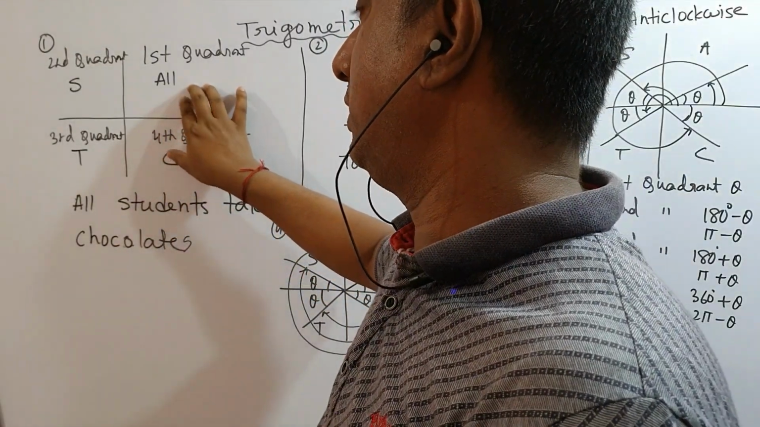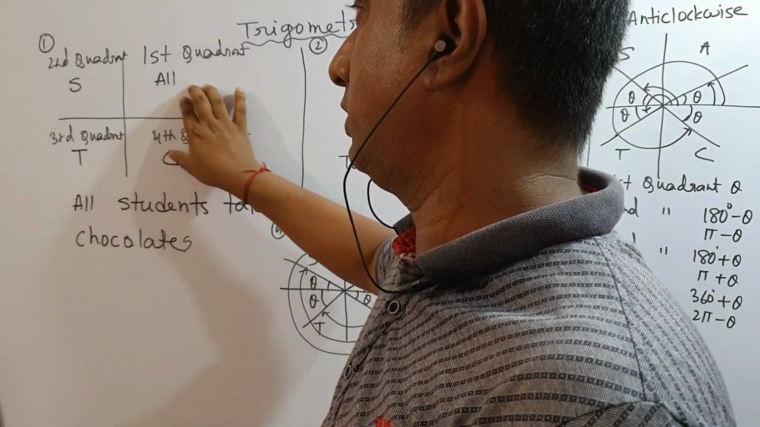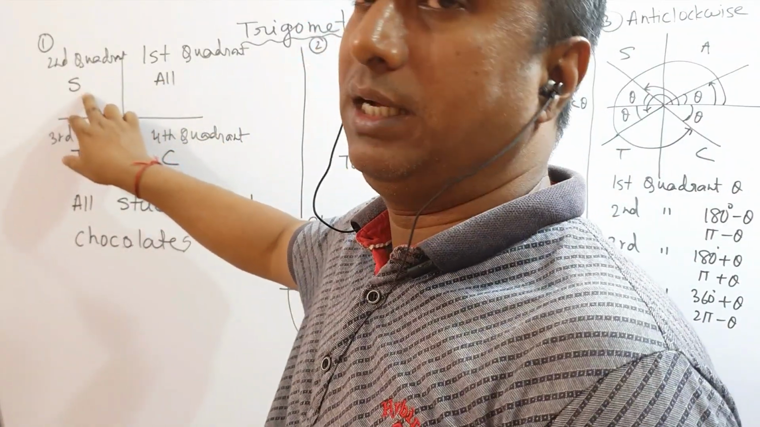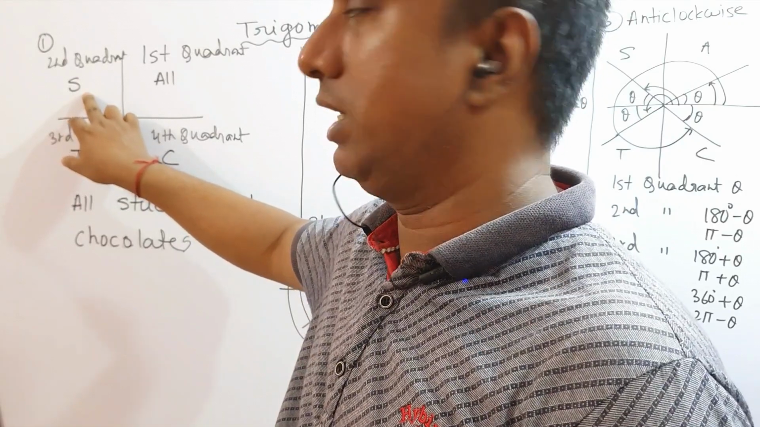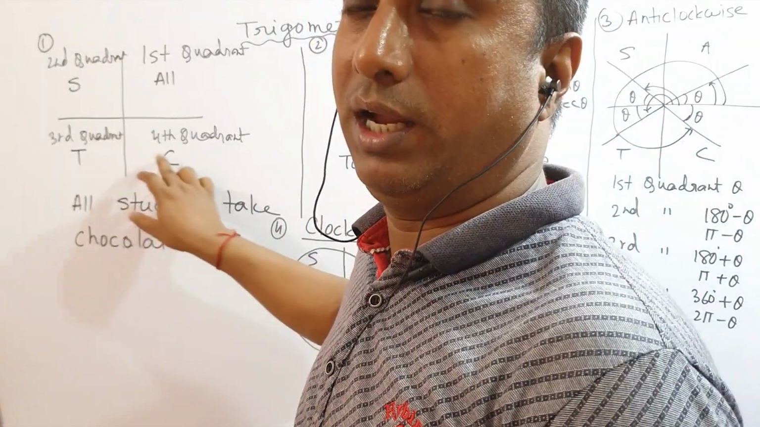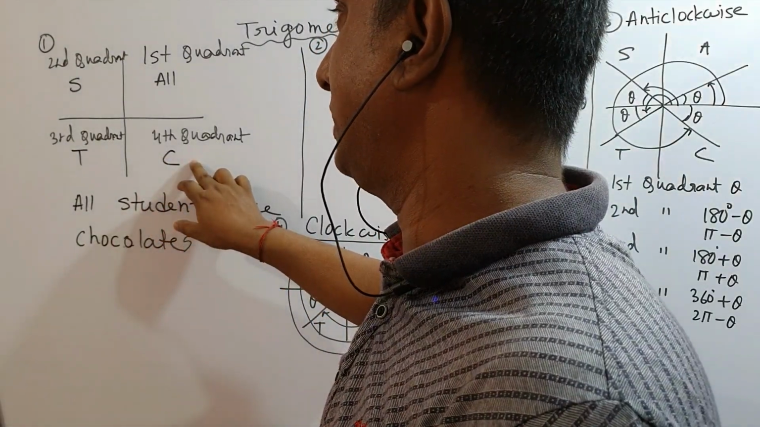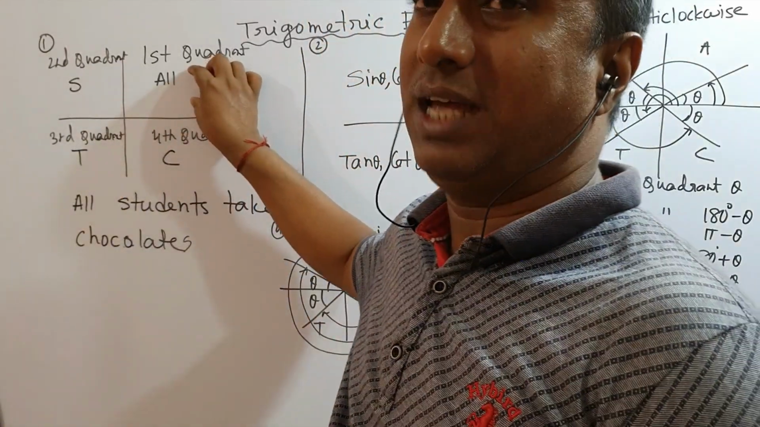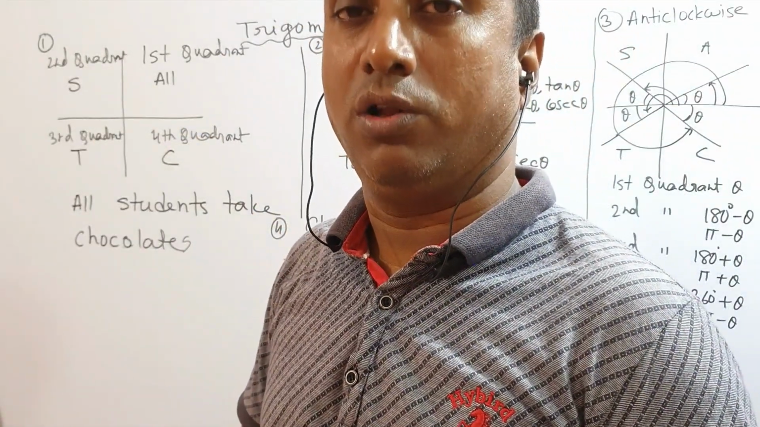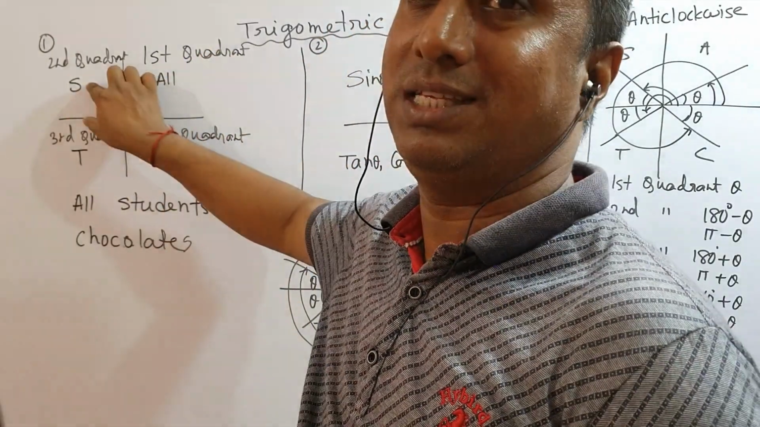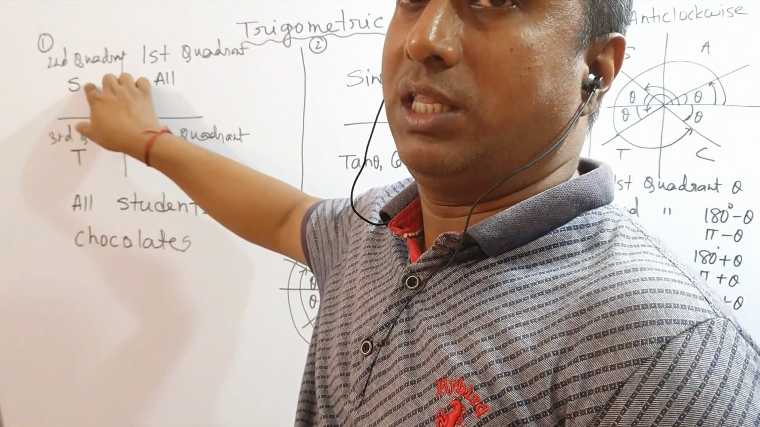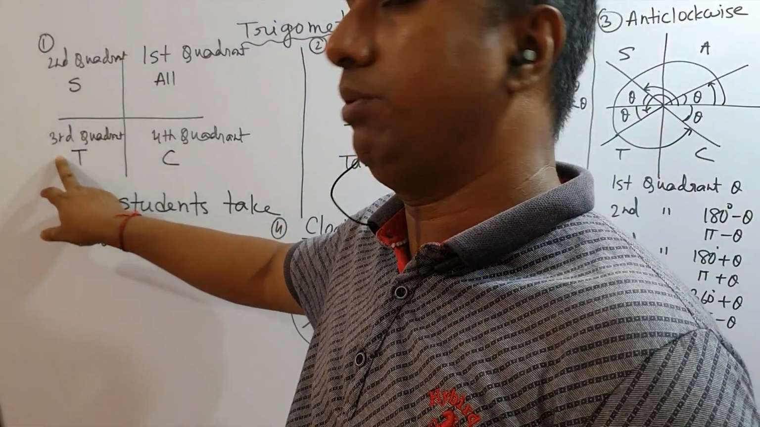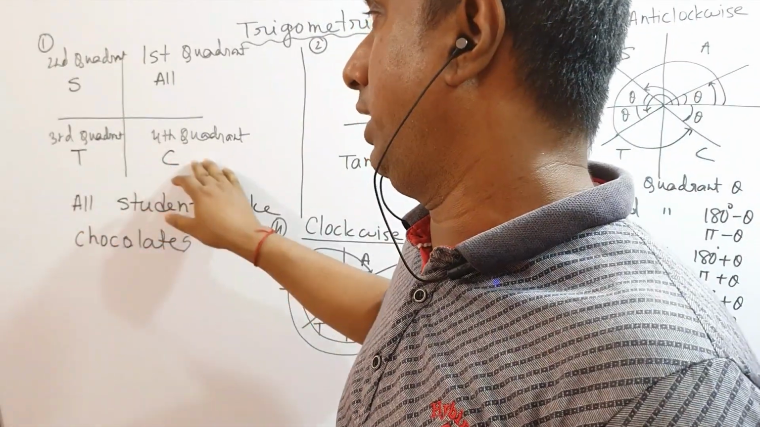In "All" means sine, cos, tan, cot, sec, cosec. You know the 6 ratios: sine, cos, tan, cot, sec, cosec. Then in the second quadrant, here sine and cosec, there tan and cot, and there cos and sec. To remember this, the main motto is that all the ratios are positive in the first quadrant. In the second quadrant, sine and cosec are positive. In the third quadrant, tan and cot are positive. In the fourth quadrant, cos and sec.